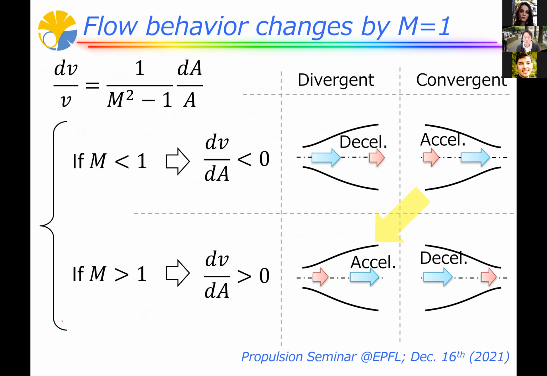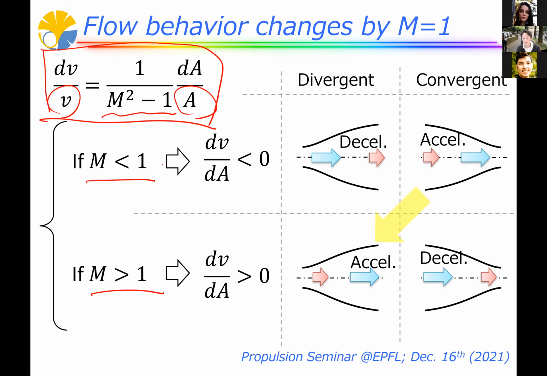Okay, so this is one equation derived from the 4 basic equations. This equation expresses a relation between velocity, flow velocity, and cross-sectional area of the nozzle. And here you see the Mach number. And this equation means that M is larger than 1 or smaller than 1. By this, flow characteristics is changed very much.